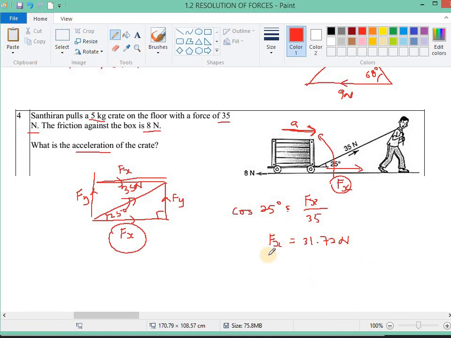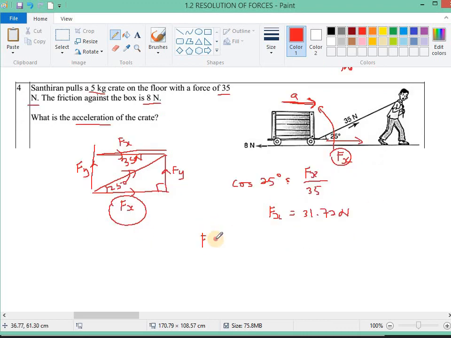So now we have this Fx, which is the horizontal component that is responsible to make the crate accelerate forward. So we can use this to calculate the acceleration. F equals ma. This force gives this mass this acceleration. Fx is a force that gives this crate this acceleration. Okay, so the force will be 31.72. Mass is... I forgot that. There is friction.